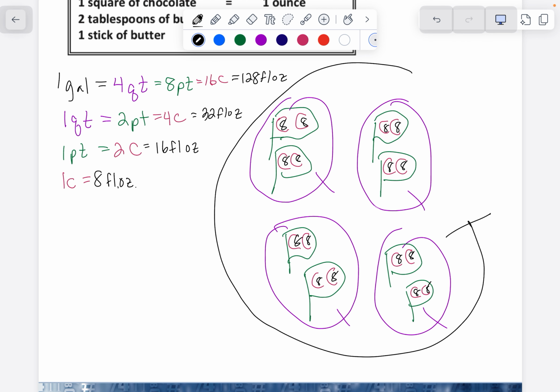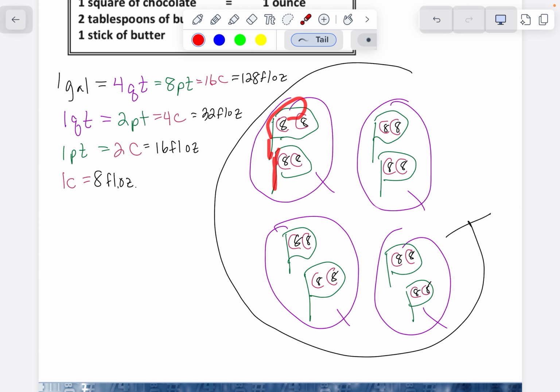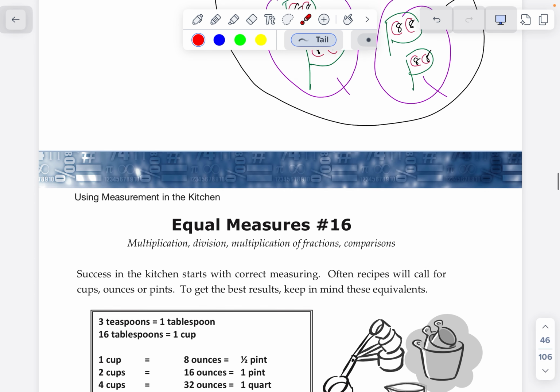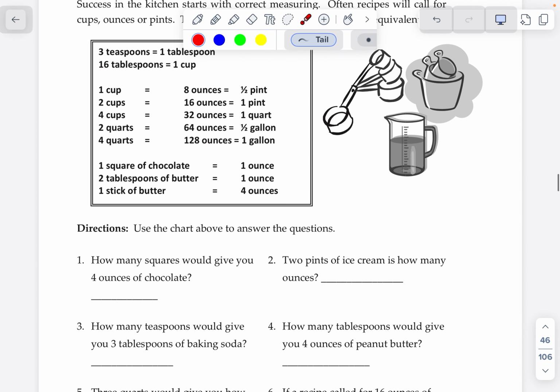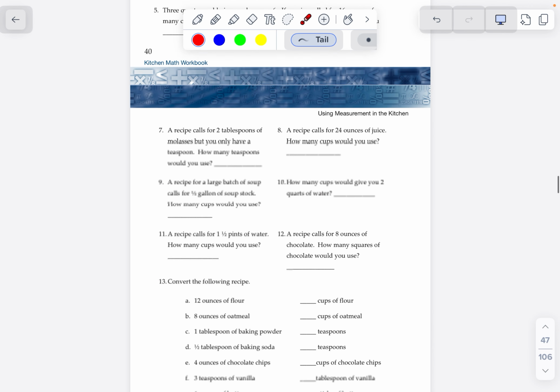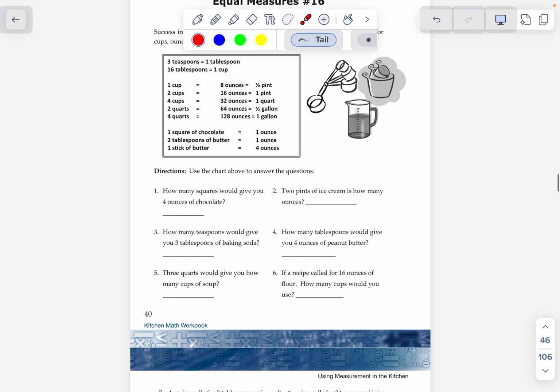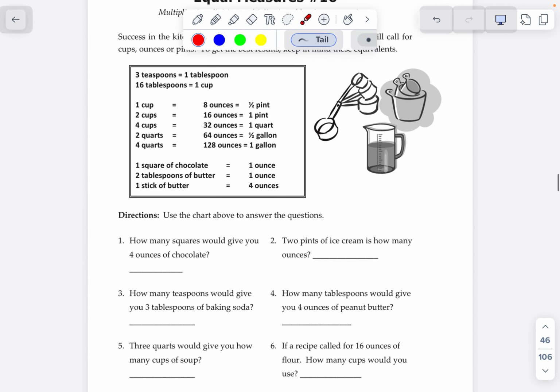So the G stands for gallon. Then you put 4 Q's. Inside every Q, put 2 P's. Inside every P, put 2 cups, 2 C's. Inside every C, put an 8. And then it will allow you to work your way through it. Now, once you do that, we are going to answer some of these questions. So your job is to finish 1 through 13, and if you have any questions, we can go over that tomorrow.